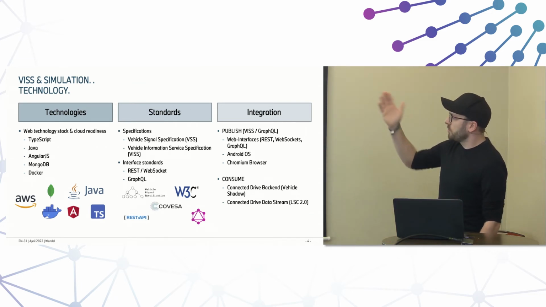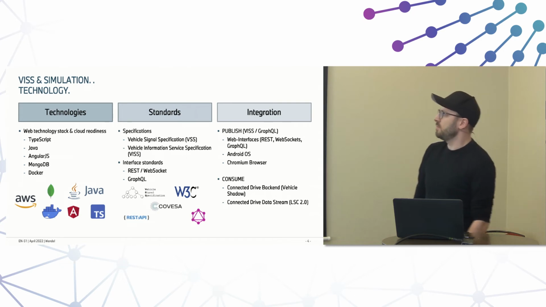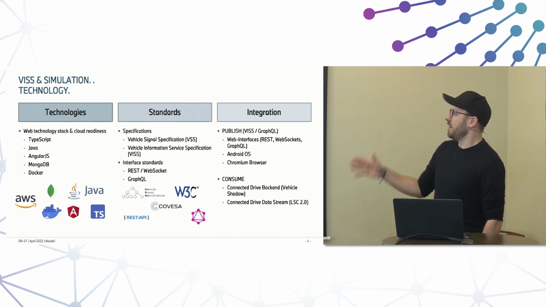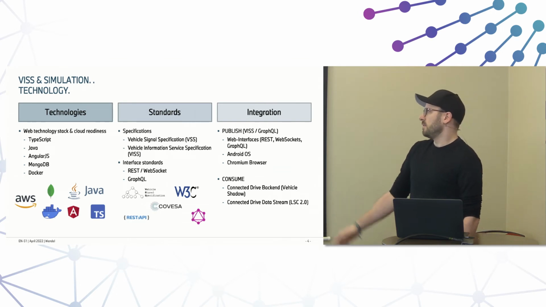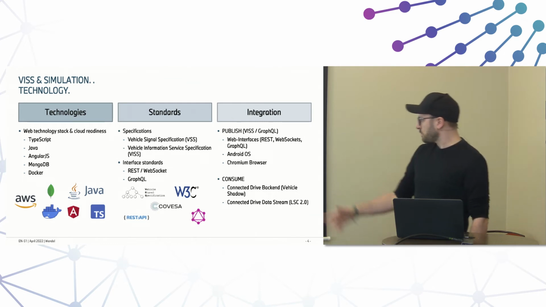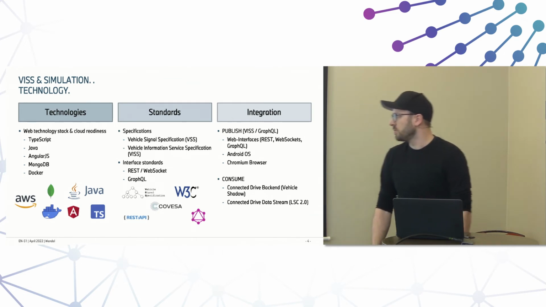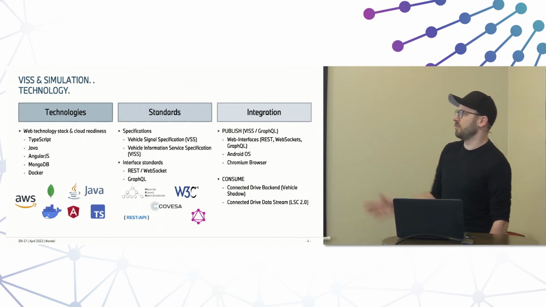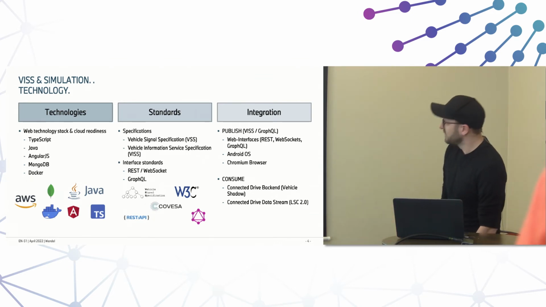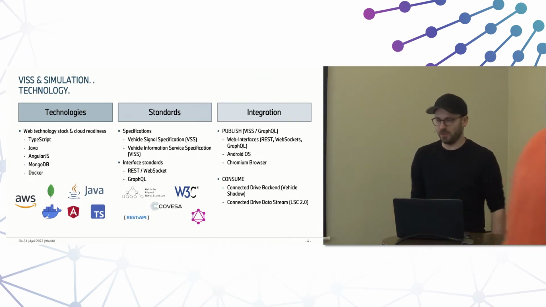What was a pretty cool thing, we have specifications below that, which would make it pretty easy to keep the standard. So like the VSS and the VISS, so even I could understand it easily. And we also use just standard interfaces like REST, WebSocket, GraphQL. I did not implement the MQTT yet. So it's not the full standard implementation, so sorry about that.